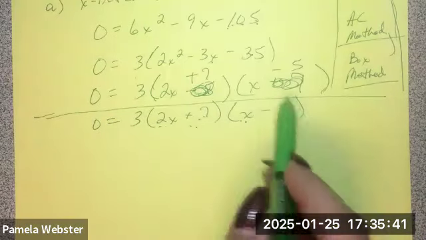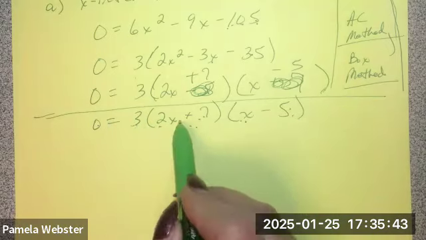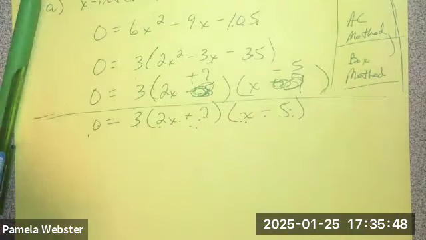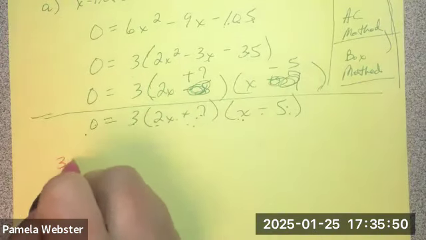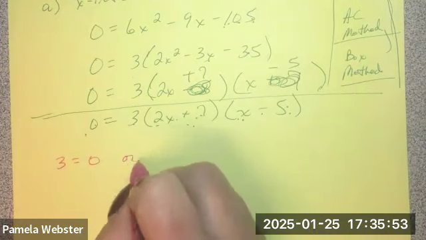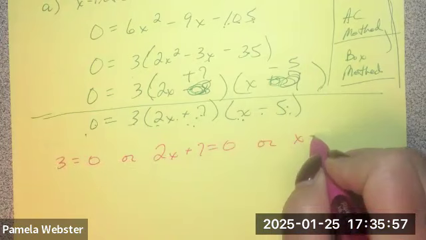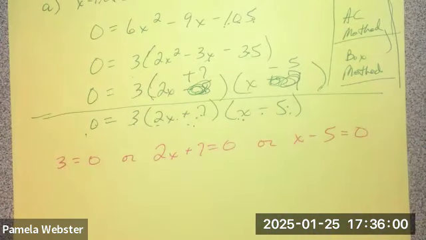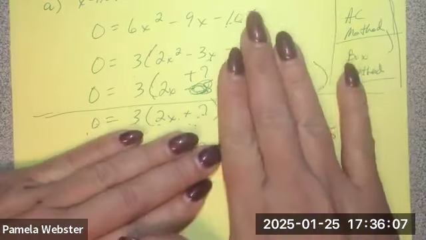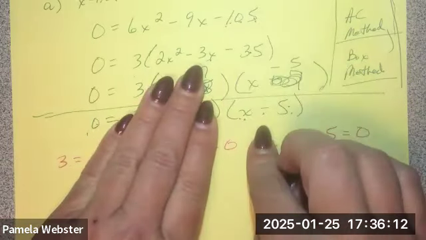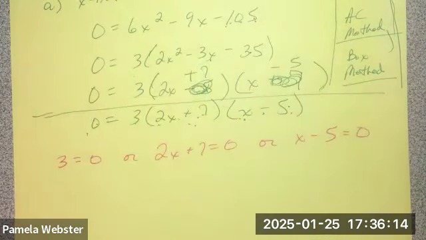Okay, solve this thing. Well, I know if this times this equals 0, then one of these guys has to be equal to 0, right? So either 3 equals 0, or 2x plus 7 equals 0, or x minus 5 equals 0, right? That's called the zero product rule. If these three things are multiplied together and give you 0, one of them's got to be 0, right? 3 times what gives me 0? It has to be a 0. Or this thing times what? This has to be a 0. One of them has to be a 0.